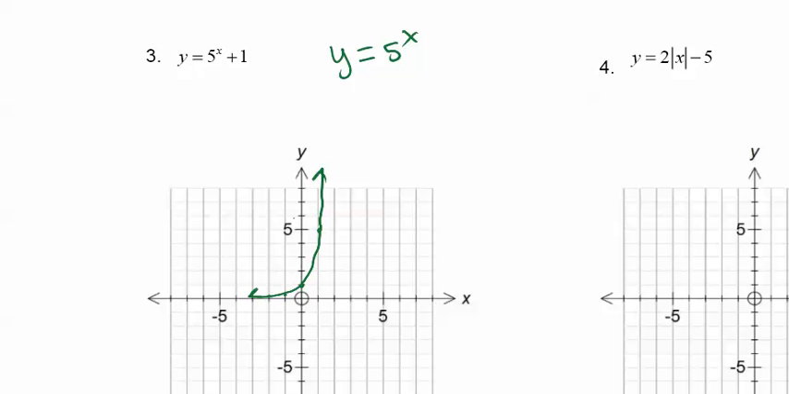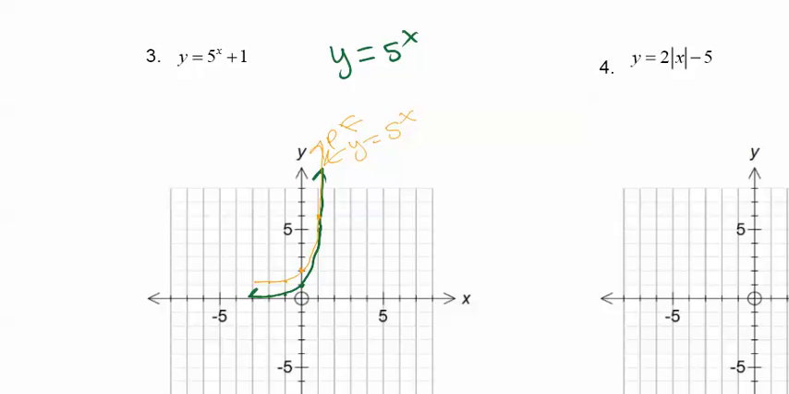I know this one is shifted up 1. So this is the parent function here, y equals 5 to the x, and I'm just going to shift this one up 1. Every point I'm going to shift up by 1. So this one is going to be 1 and 1/5, and then this will be 1 and 1/25. So this function, when I'm all done, will look like this.